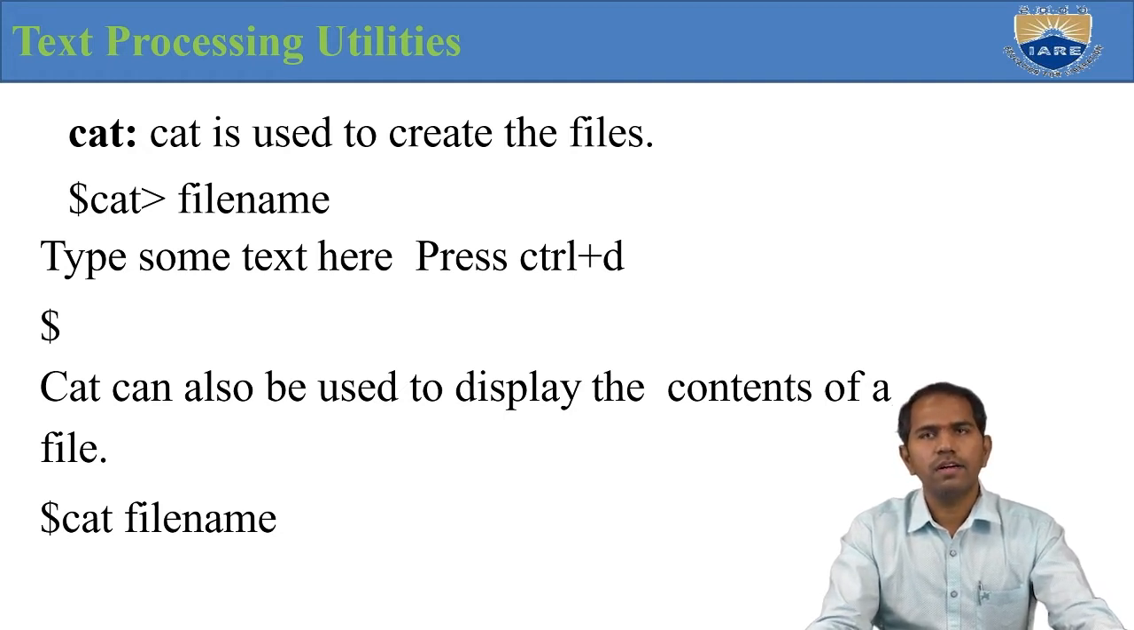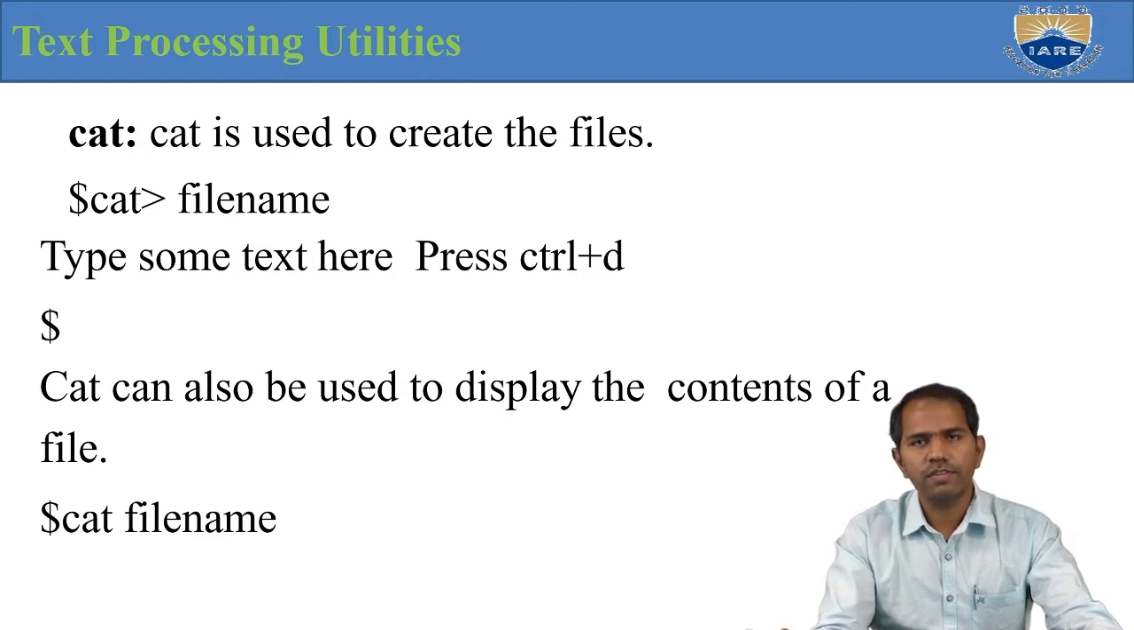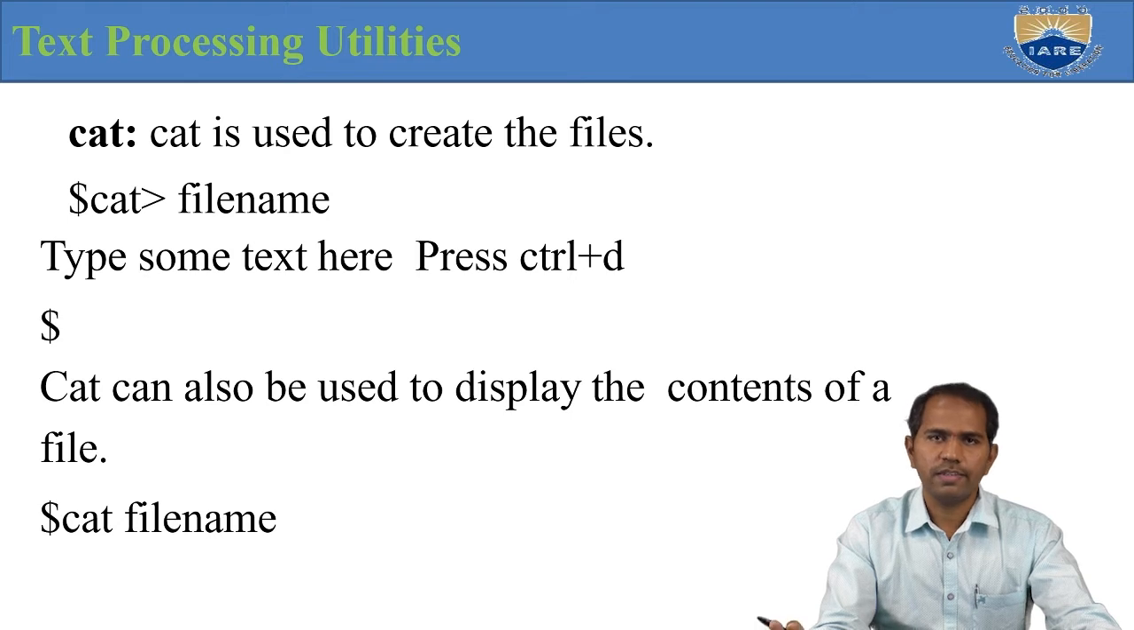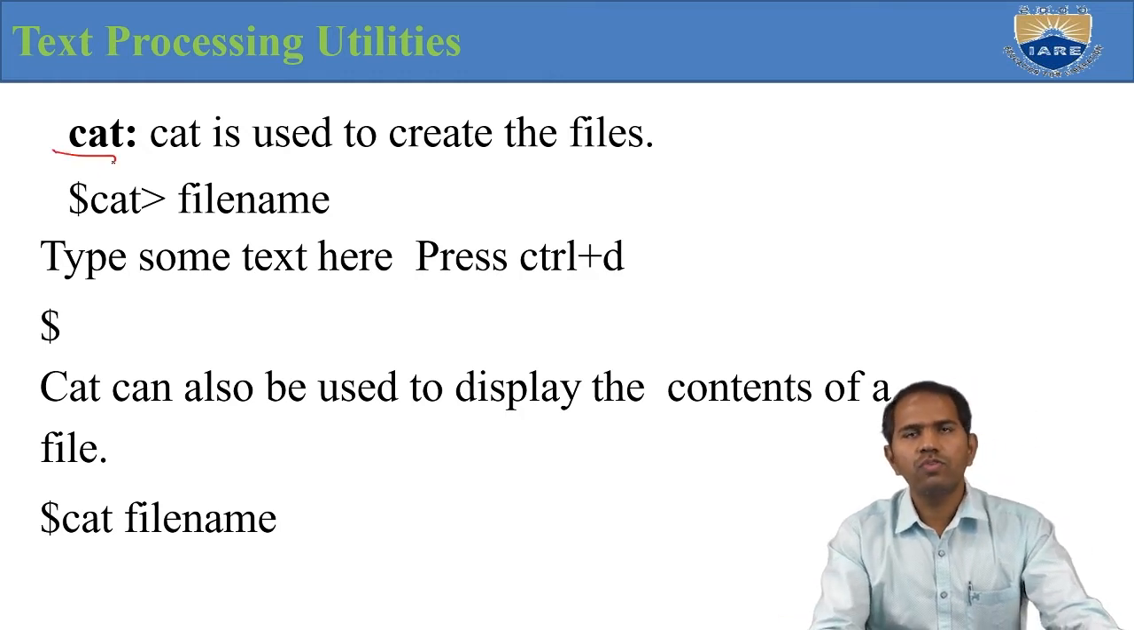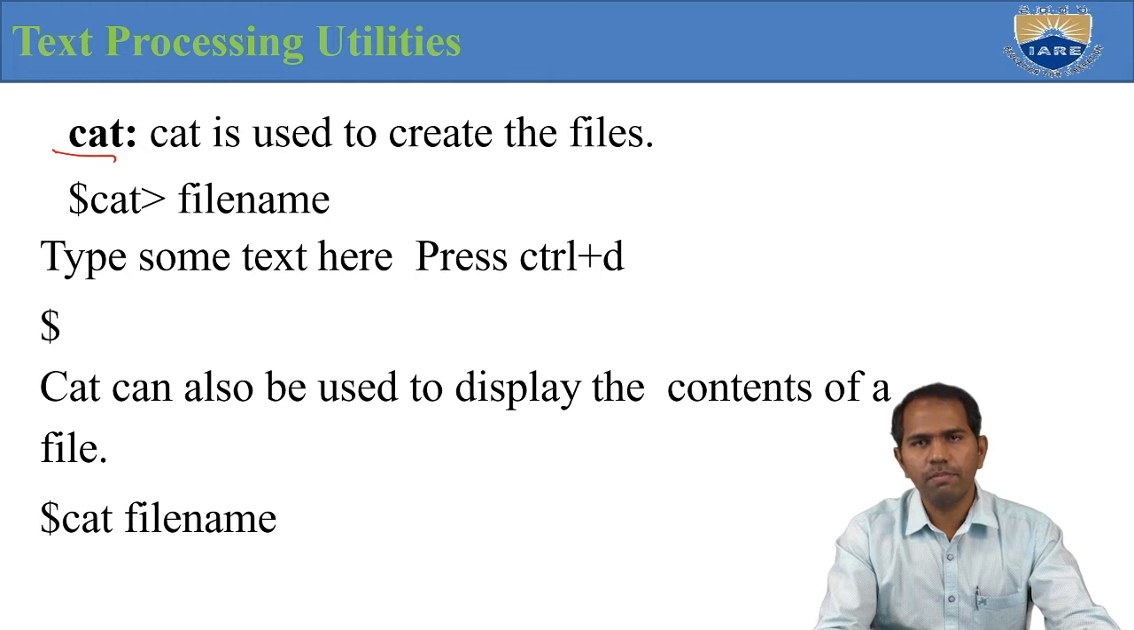Then see the text processing utilities. Next, also under the utilities, we'll discuss text. If I want to process a text, then we use these commands. First one is cat, one of the important commands. Cat is used to create files. It does many jobs. First, it creates files.